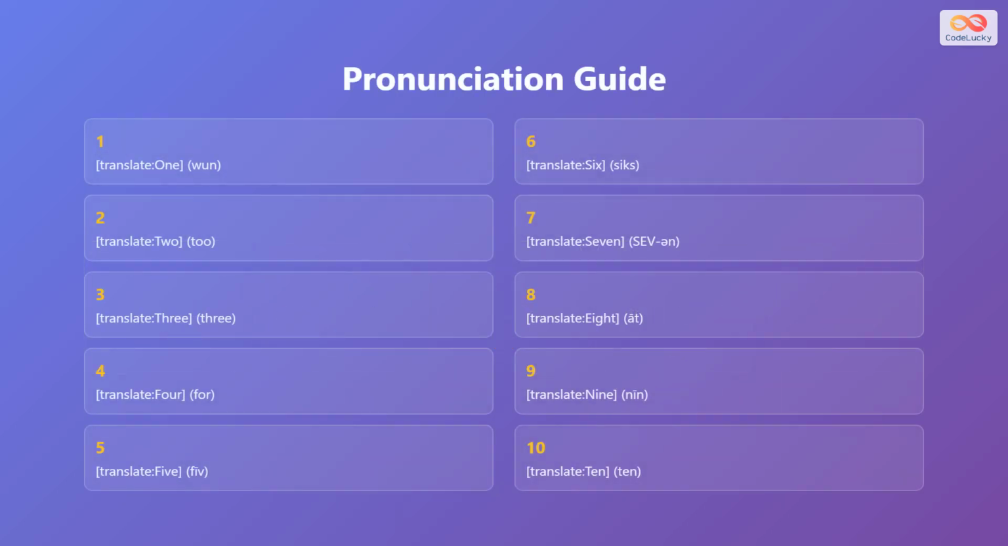Correct pronunciation is important. 1 is pronounced 1, 2 is pronounced 2, 3 is pronounced 3, 4 is pronounced 4, 5 is pronounced 5, 6 is pronounced 6, 7 is pronounced 7, 8 is pronounced at, 9 is pronounced nin, 10 is pronounced 10. Pay attention to each sound and practice saying them aloud.